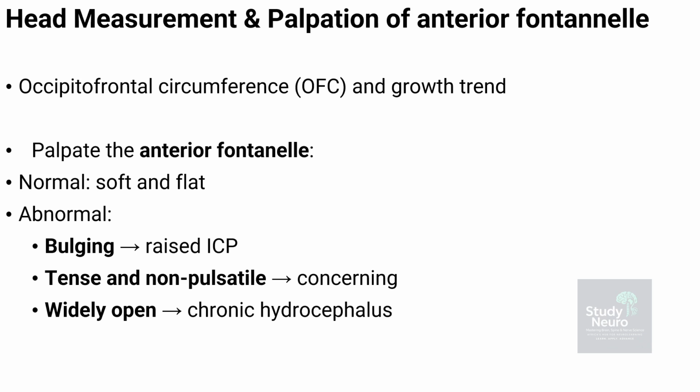Head measurement is a fundamental step in the assessment of congenital hydrocephalus. Measure the occipitofrontal circumference, ensuring proper technique, and interpret the value in relation to age and sex-specific growth charts. Particular attention should be paid to the growth trend over time, as a rapidly increasing head circumference is a key indicator of progressive hydrocephalus. Palpation of the anterior fontanelle should then be performed with the child calm and upright.